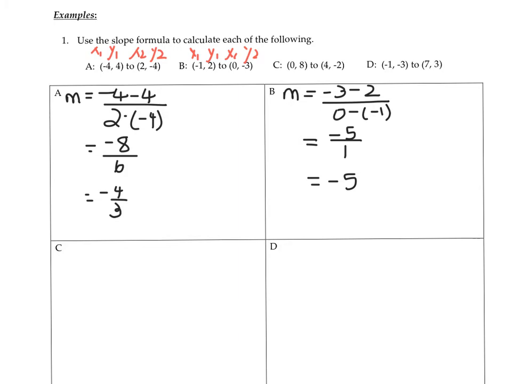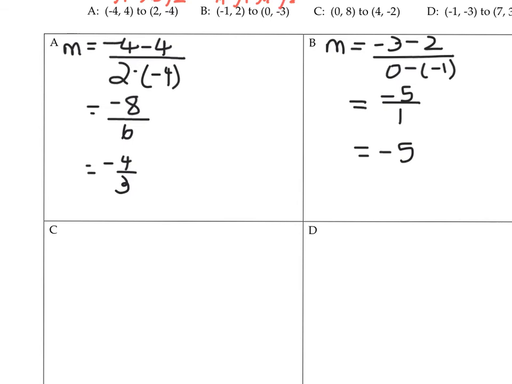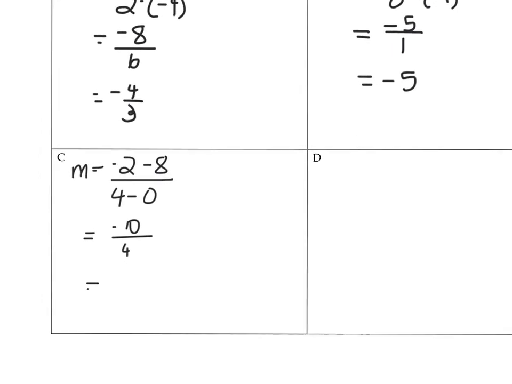Okay, I want you guys to pause the video right here, and I want you to try to find the slope of C on your own right now. Okay, so for C, my y2 is negative 2, my y1 is 8, so I subtract those. x2 is 4, x1 is 0. When I simplify, I get negative 10 over 4. If I divide both numbers by 2, I get negative 5 over 2 as my slope. If you got that right, perfect.